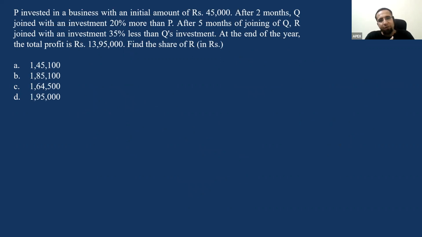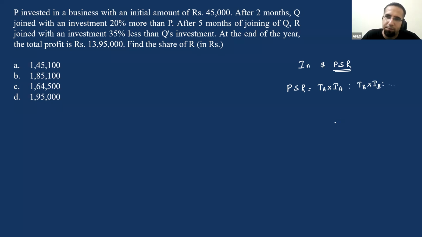Now let's move to this question. We are talking about investments and profit sharing ratio. So just to revise the concept of investments and profit sharing ratio, how do I share the profits? My profit sharing ratio will be equal to the time period for which A has invested into the investment of A, to the time period for which B has invested into the investment of B, and so on.